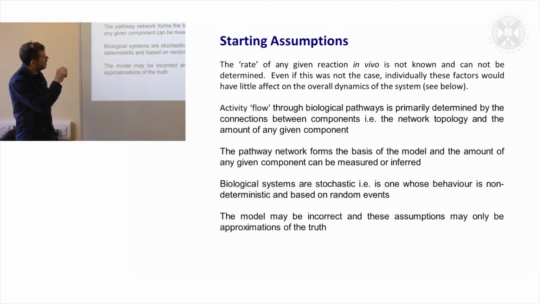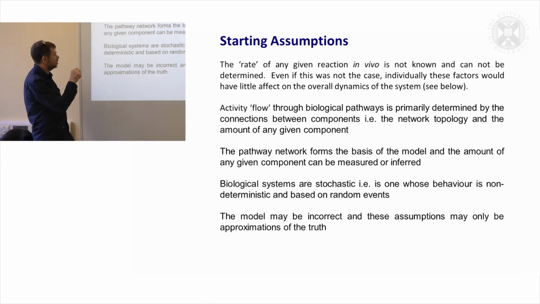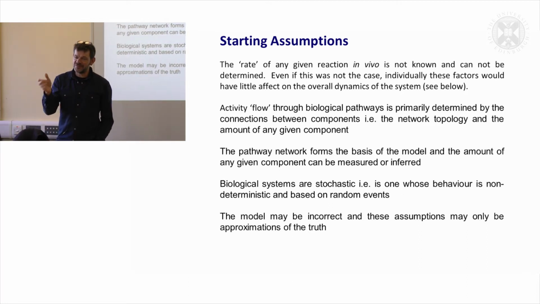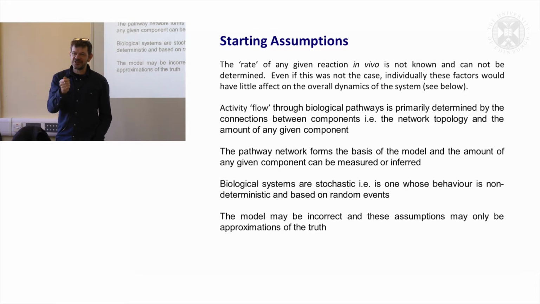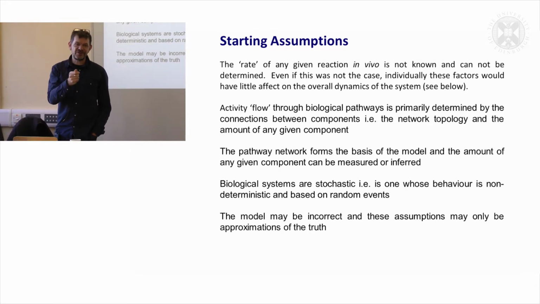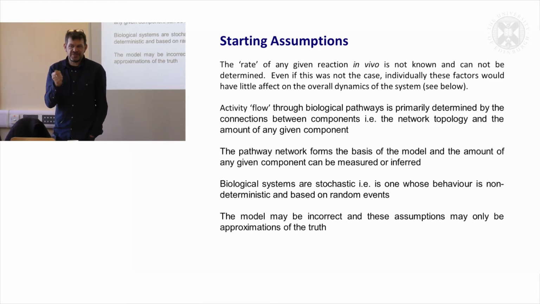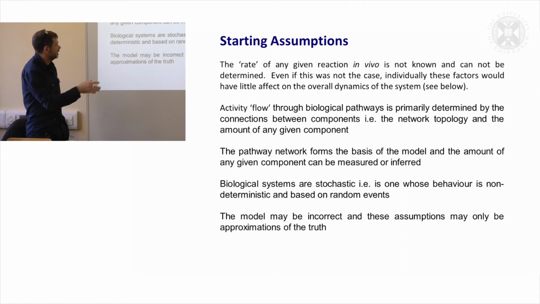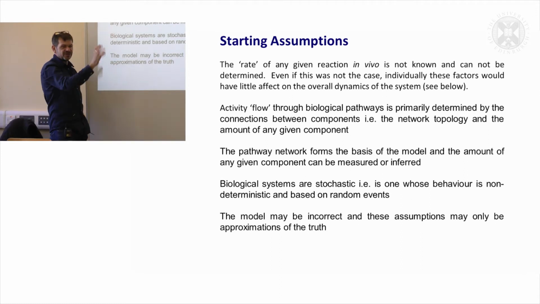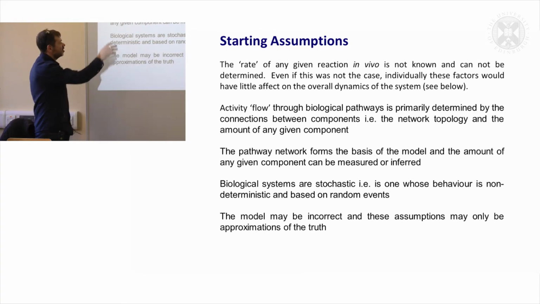The pathway network forms the basis of the model, and the amount of any given component can be measured or inferred. We can measure things quite easily, as we've seen with transcriptomics. We can measure the amount of a gene very accurately in many cases, and that is information that we might be able to feed into such a model. We can do proteomics, we can measure proteins. So in this way we can, a lot more easily and on a genome-wide scale, measure the amounts of things. It's a lot harder to measure the activity of things.